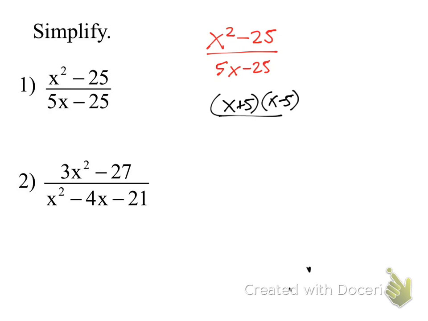What does the bottom one factor to? Go, Chloe. 5. So 5 times the quantity of x minus 5. Good. Now, can we cross cancel anything? Yeah. What can be cross canceled? The binomial x minus 5. Can I cancel out the other two 5's? No, because it's a piece of a binomial. I can't take a piece of a binomial. So we end up with x plus 5 over 5.